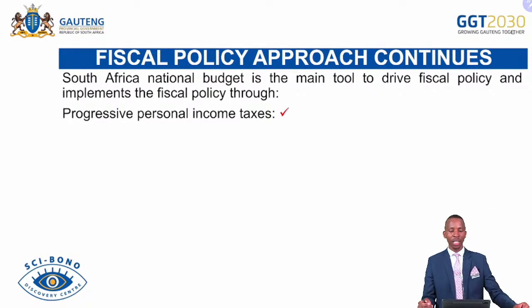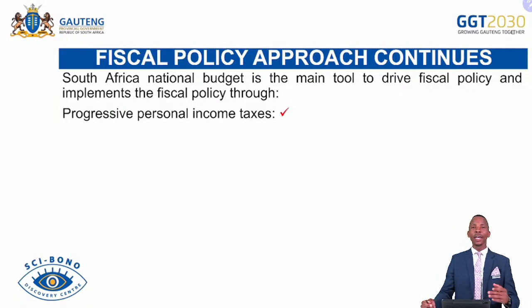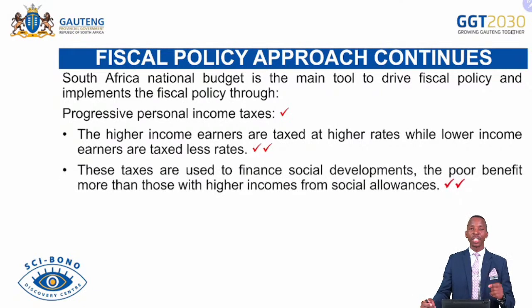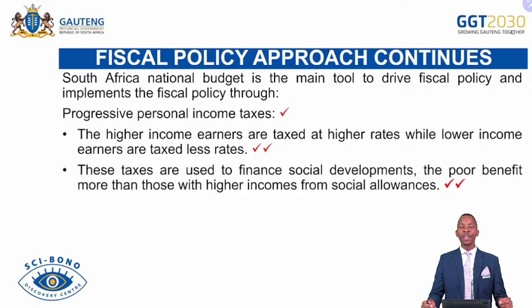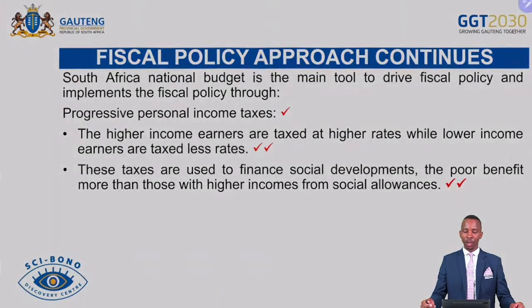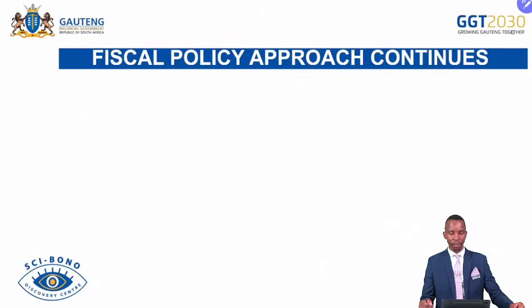We talk of a progressive tax system, which is when high income earners are taxed more than low income earners, and this income received in the form of revenues benefits the underprivileged or the poor more than those people that are privileged in the economy, through social allowances.